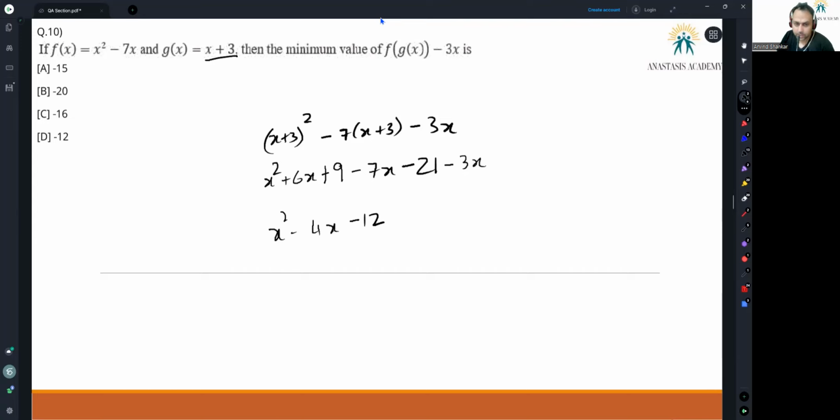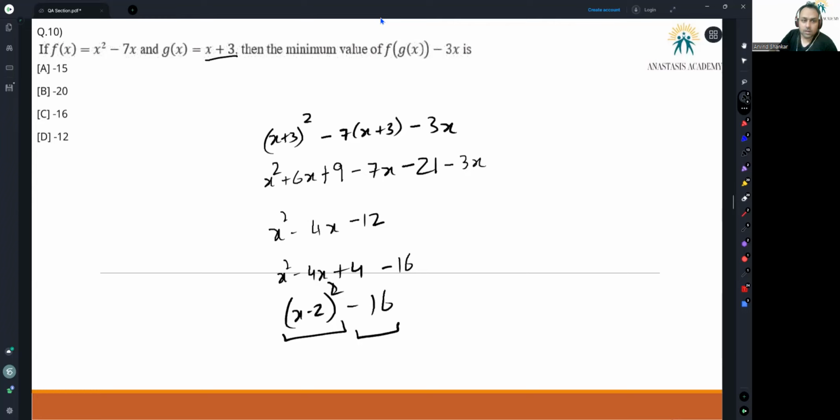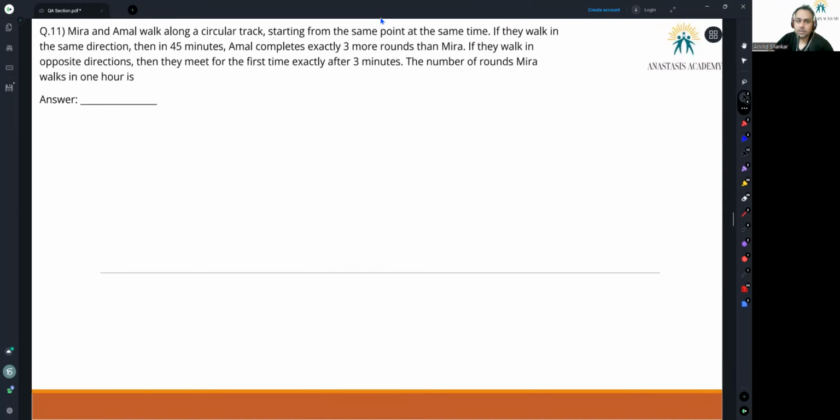Okay, so completing the square: x square minus 4x plus 4 minus 16, (x minus 2) whole square minus 16. This will give me a minimum value of 0 for the square term, so the minimum will be minus 16. Of course, you can also use minus b by 2a and minus d by 4a, whatever other ways. But completing the square here seems easiest to me, because x square minus 4x is already there.